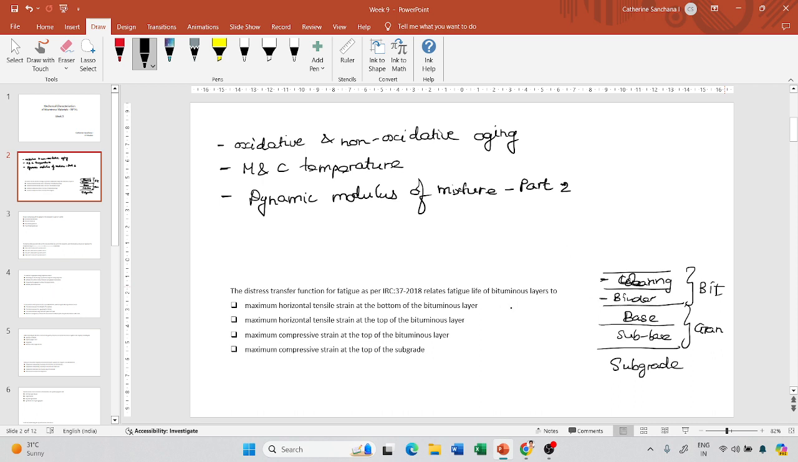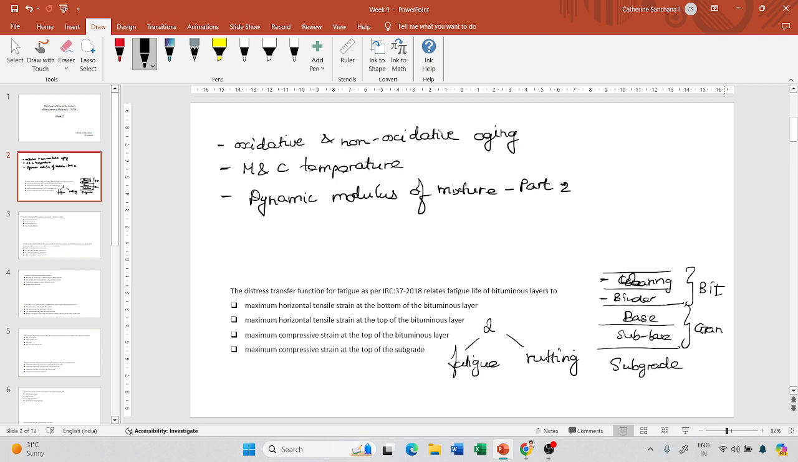Now you know that a bituminous pavement has two major distresses. One is fatigue cracking. We already saw this in the previous lectures, and the other is rutting. So we saw this in terms of binder, right?